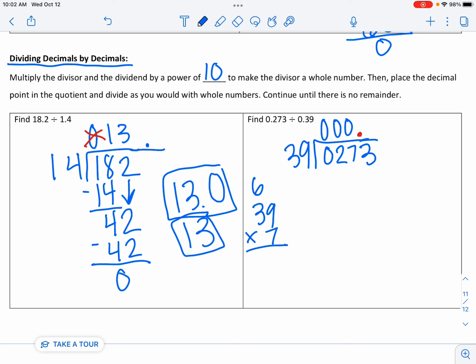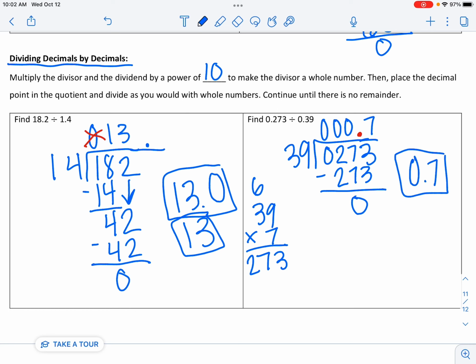9 times 7 is 63. 3 times 7 is 21, plus 6. Oh, look at that. Perfect. So I'm going to put a 7 there. 7 times 39 is 273, and we get 0. So we're done. And our answer is just 0.7, however you want to write it. So this is just dividing like normal, but you have to make sure you're putting your decimal points in the right spot.